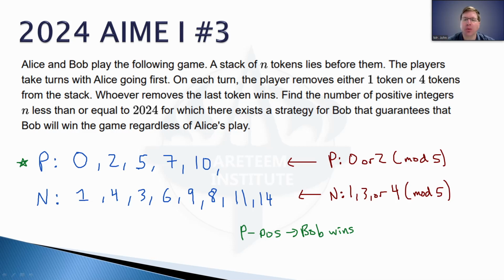So our highest multiple of 5 is 2020. Remember, 0 isn't an actual starting position. So Bob can win if it starts at 5, 10, up to 2020 tokens. So this is 404 outcomes. For the 2, we have 1 extra because of 2. We have 2, 7, up to 2022. So there are 405 ways that Bob wins in the 2 mod 5 case. So there are 809 total in this scenario.